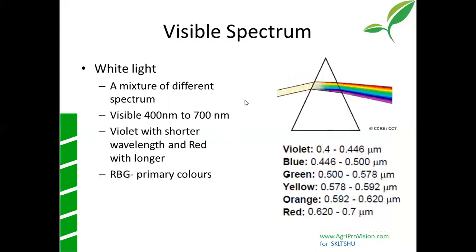When you look at the visible spectrum, it is 360 nanometers to 760 nanometers. Basically, 0.4 micrometers or 400 nanometers all the way to about 700 nanometers is your visible spectrum, which is VIBGYOR: violet, indigo, blue, green, yellow, orange, and red. This is how the spectrum is reflected back, and the major colors that you normally see are RGB, red, green, and blue, which are your primary colors.